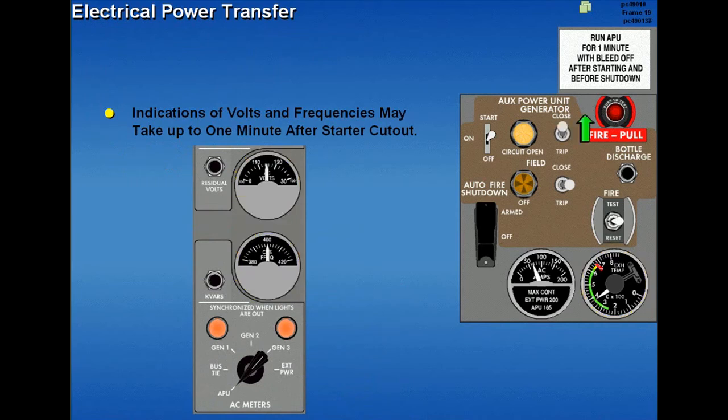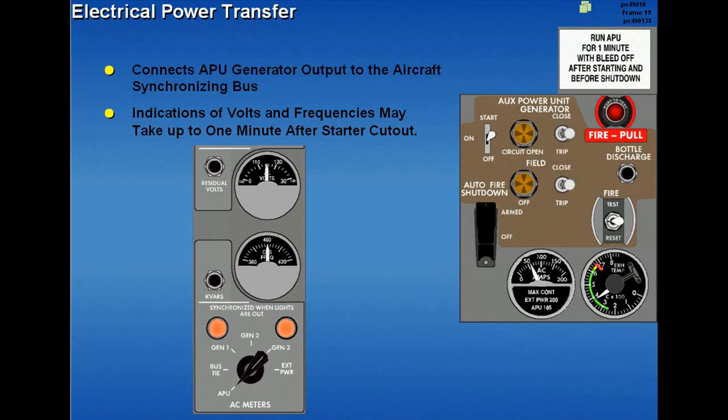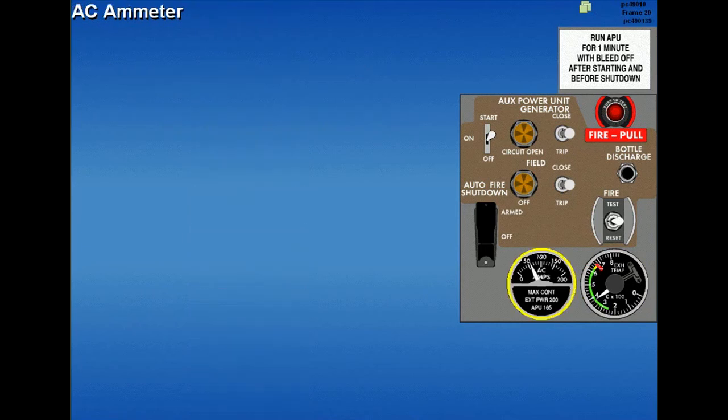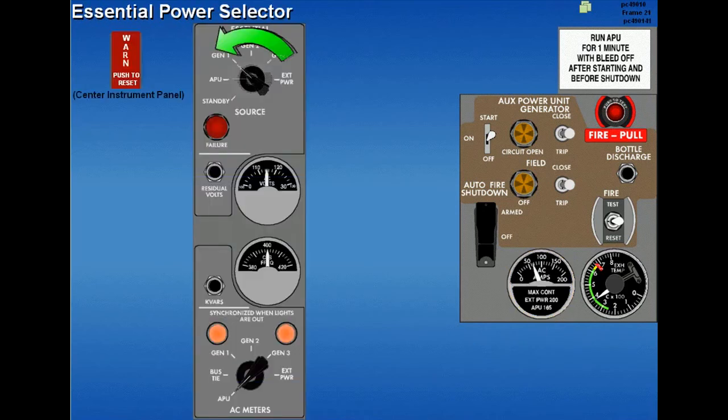Closing the APU generator breaker connects the APU generator output to the aircraft synchronizing bus. The AC amp meter indicates APU generator load when the APU generator is connected to the synchronizing bus. The AC amp meter load should be less than 165 amps. Move the essential power selector to APU and confirm the essential power failure and master warning lights are extinguished.